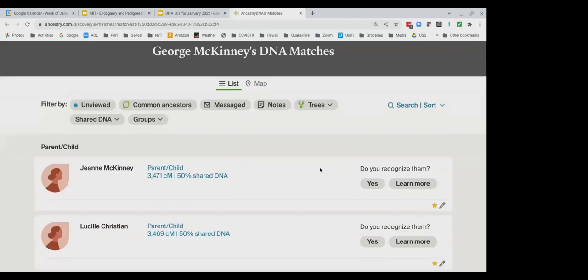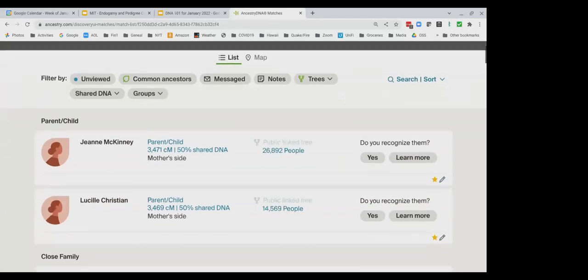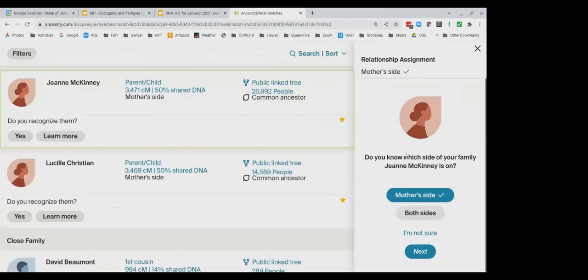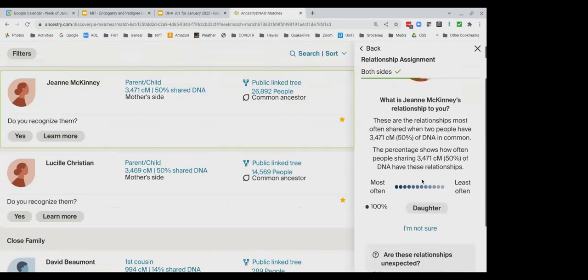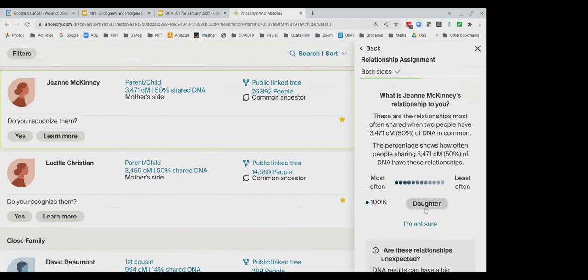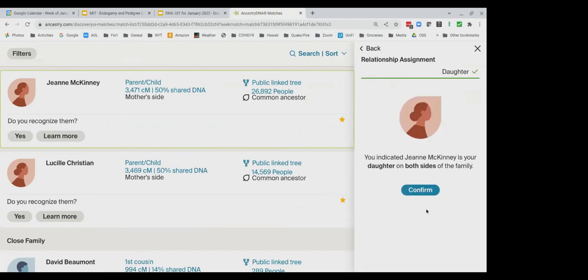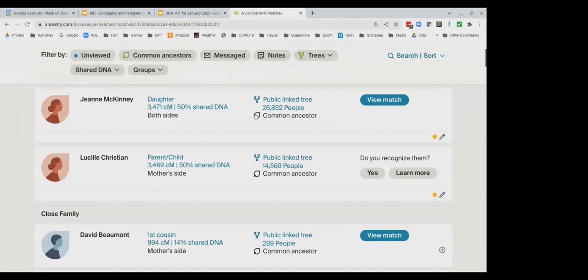Okay, so Jean's my daughter. For anybody in the DNA in my list, I can click, yes, I recognize this person. Which side of the family is Jean on? Well, she's obviously on both sides. Then they show me possible relationships, and they say the most likely one is she is your daughter. I can confirm that, and now my database in Ancestry changes permanently. I can change it again if I make a mistake. But she is now shown on both sides of the family as a daughter.